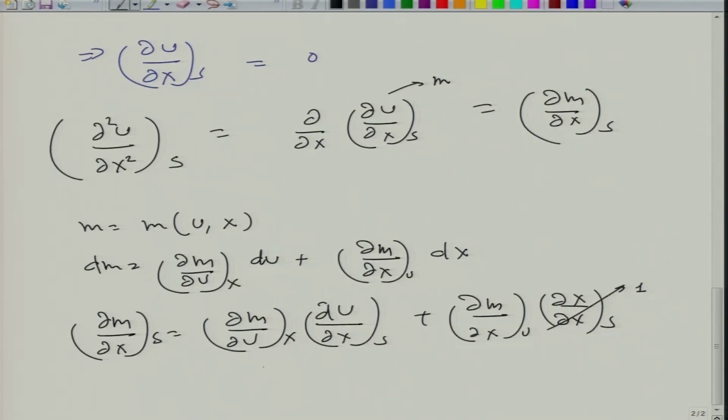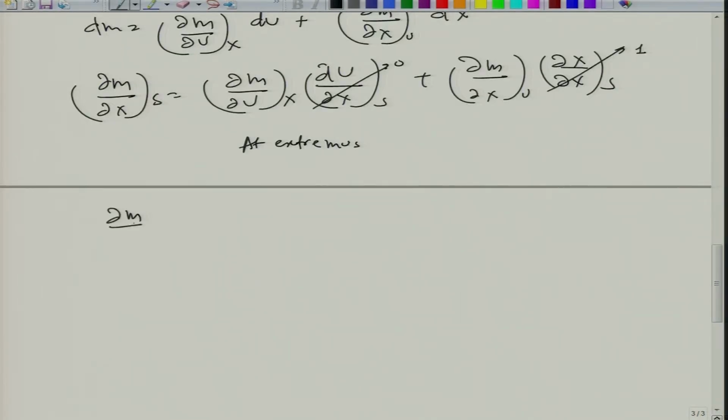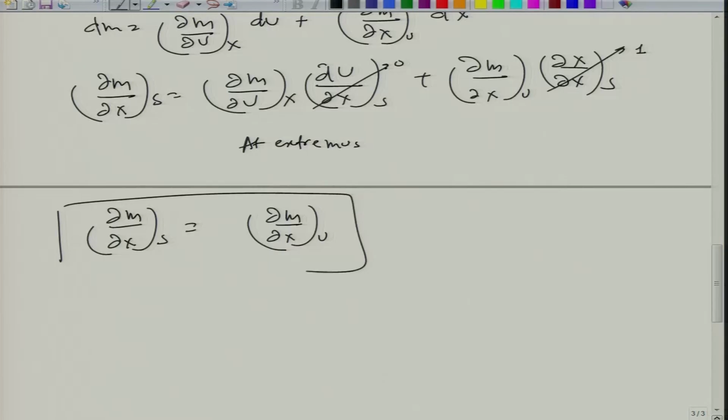So, at extremum, this should be 0, as we have already defined it here. Which essentially means that the second derivative del m by del x s is nothing but del m by del x u. So, this is what we can obtain from this derivation for the case of extremum. Okay. So, now we go back and put the variables here.